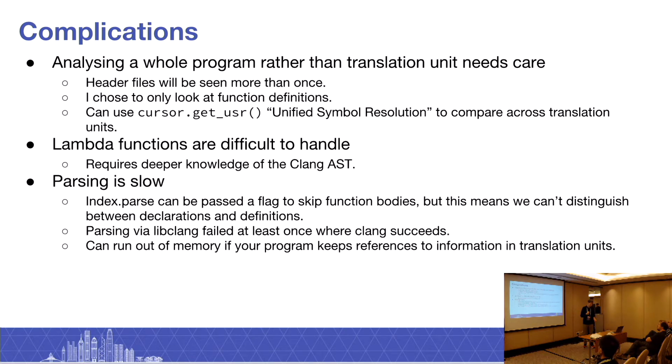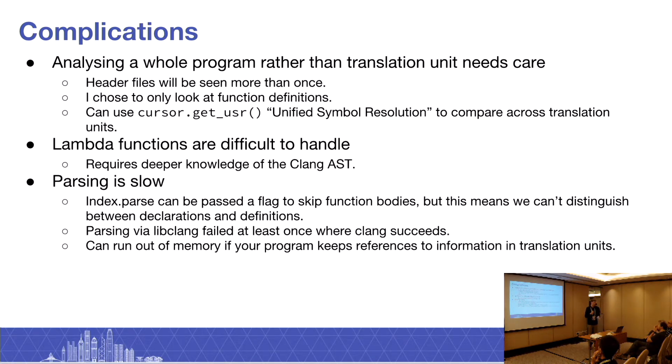Yeah, there's something that I wish I knew to start with. It was the cursor.getUSR function, because to start with I wrote my own matching across source locations, and then it turned out that there was a function that did it all for me that I just didn't know existed until later. Lambda functions are difficult to handle, don't worry about that. That's if you aren't doing anything there.